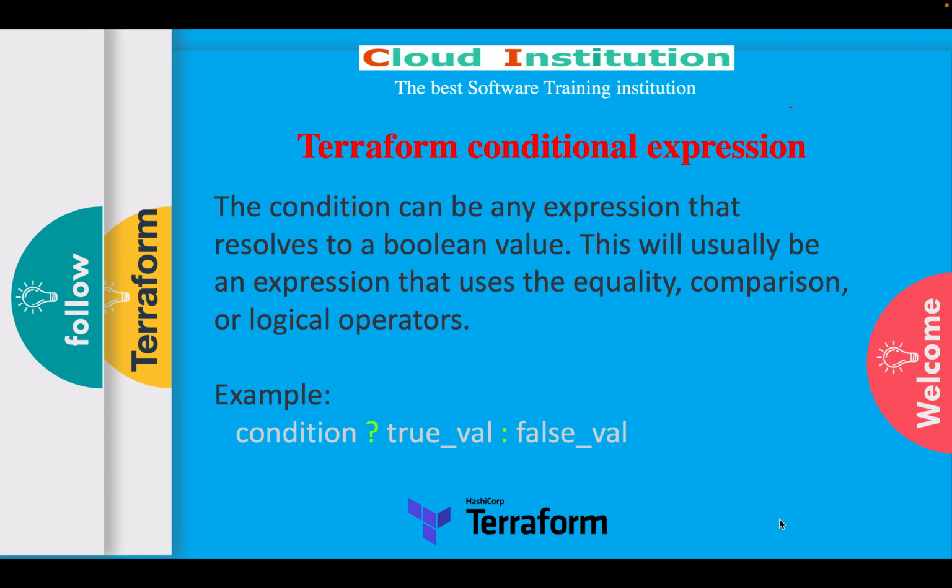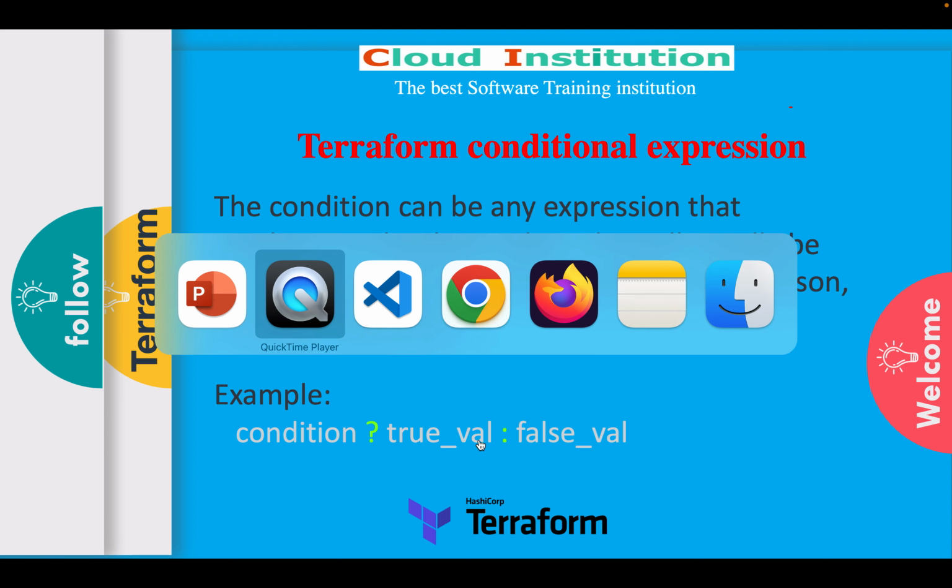So the Terraform conditional expression condition can be on any expression that resolves to a Boolean value. This will usually be an expression that uses equality, comparison or logical operations. So the condition will be like this: the condition, and then a true value or a false value. Now it can be true or false, or it can be variables, so we can set different kinds of variables as well. So let's see this one in real time.